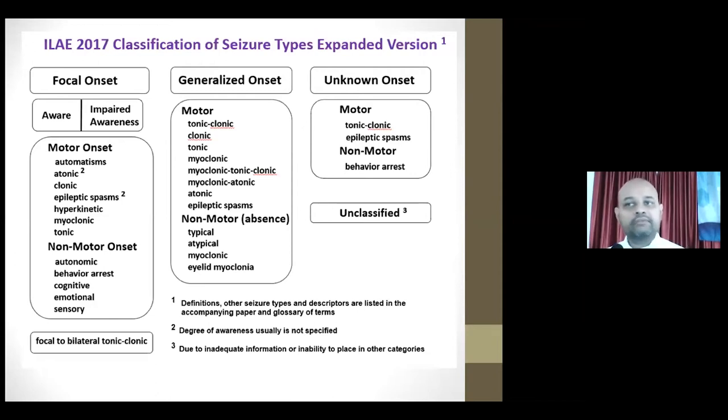because that will have an implication on if you want to start anti-epileptic drugs, which drug to start. The type of seizure might determine the type of drug that you start. Okay, so this is just an idea as to what seizure classification looks like.